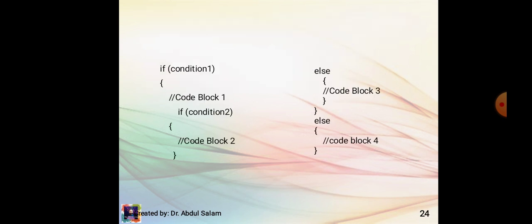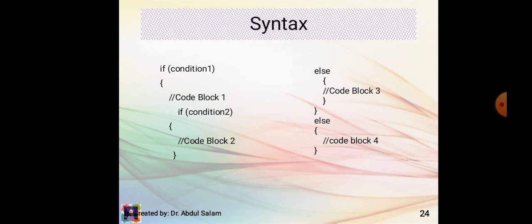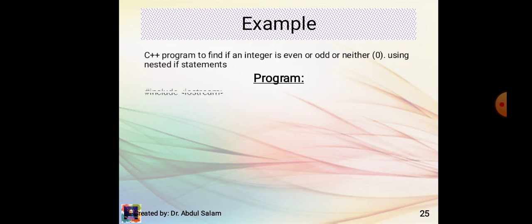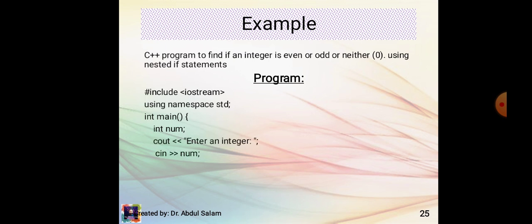If condition 1, code block 1, then if condition 2, code block 2, else code block 3, and then else code block 4. This else is of the first if condition. An example: a C++ program to find if an integer is even or odd or neither, that is 0, using nested if statements.